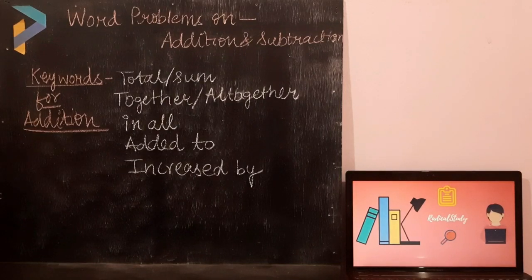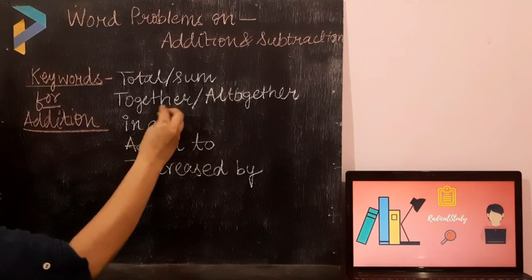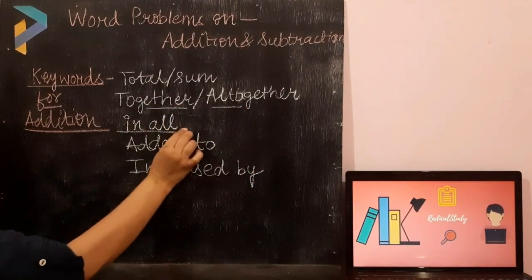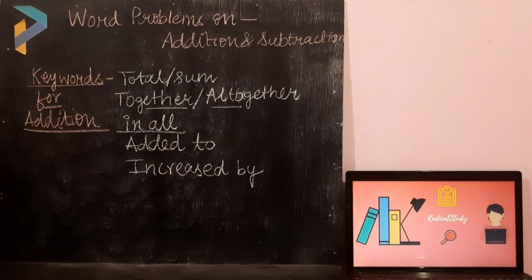If there is a question, Rahul has scored 95 marks in Hindi, 72 marks in maths, and 93 marks in English. How much has he scored all together? Then what you have to do? You have to add.